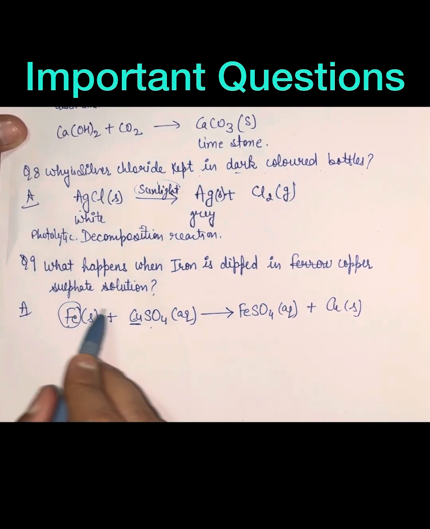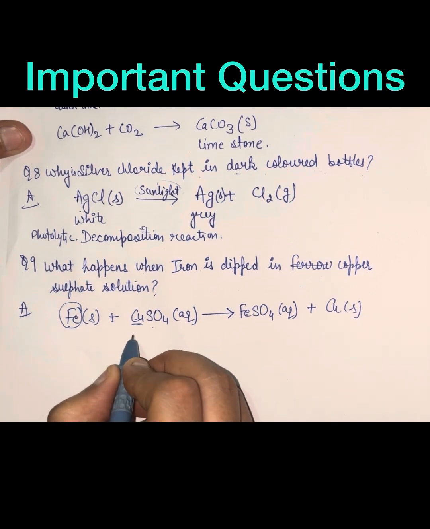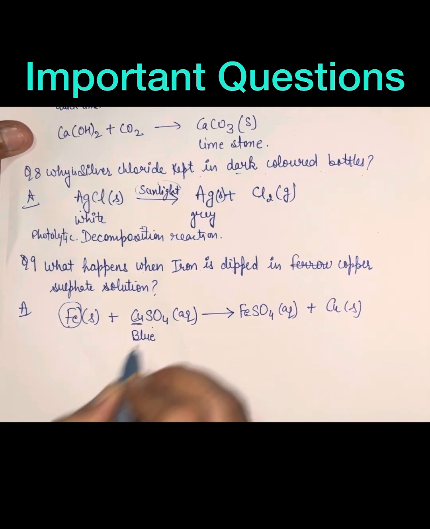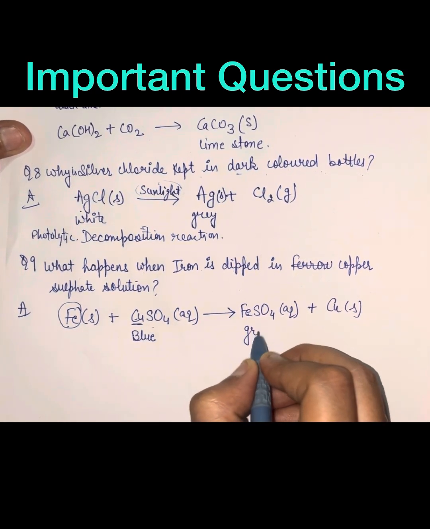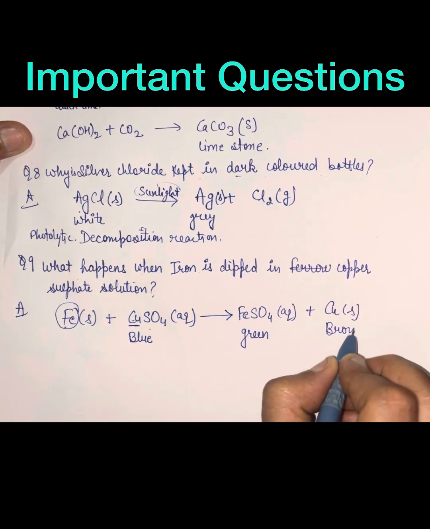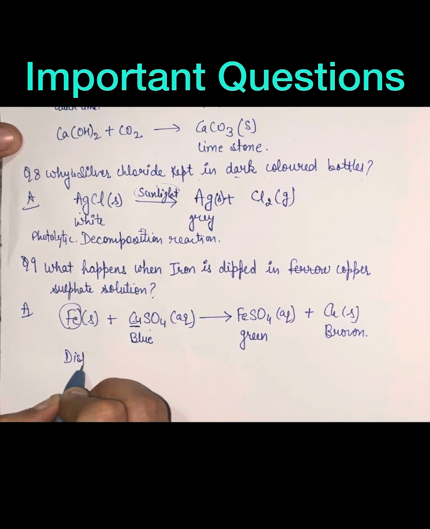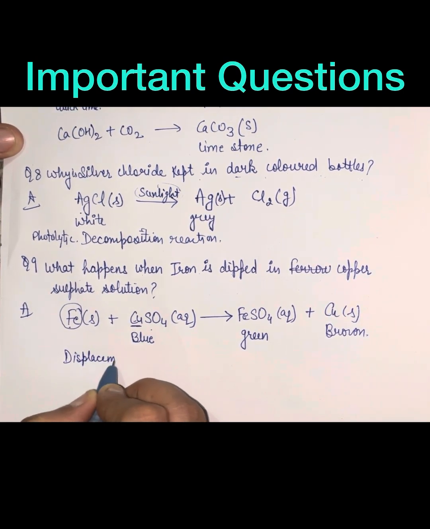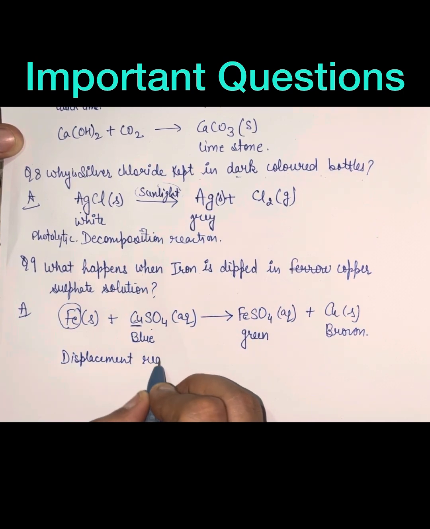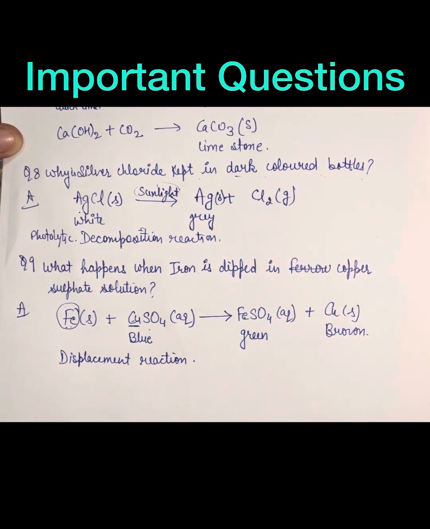More reactive will displace less reactive from its solution. And the color of copper sulfate is blue and ferrous sulfate is green, और copper का color brown. Type of reaction is displacement reaction. Displacement reaction in which more reactive element will displace less reactive element from its salt solution.